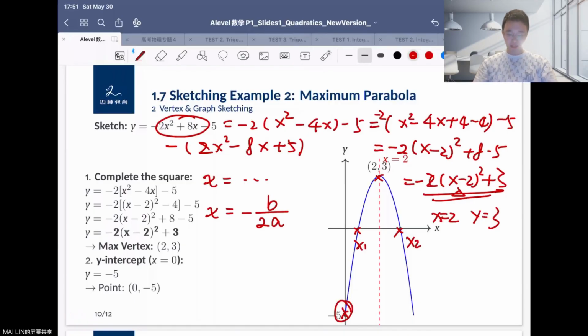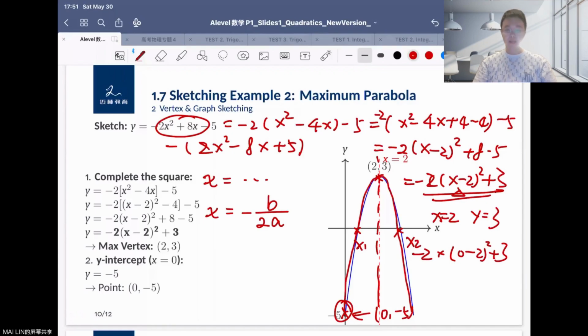And then we can find the y-intercept: x equals 0, so we have negative 2 times (0 minus 2) squared plus 3, which is negative 5, right? So the y-intercept is (0, negative 5). So here we have the vertex (2, 3), and we can try to draw the graph, like this way. So it's a little bit difficult, right? First to judge what the direction and shape are. And then with the vertex and the y-intercept, we can draw the graph very easily, okay?